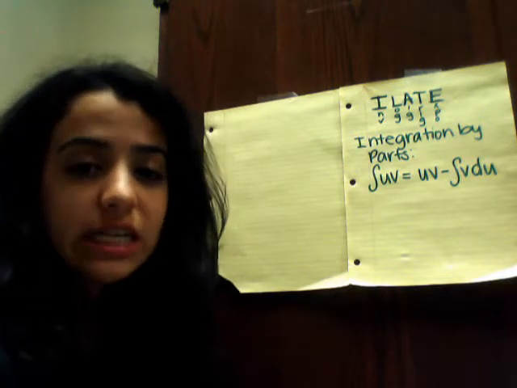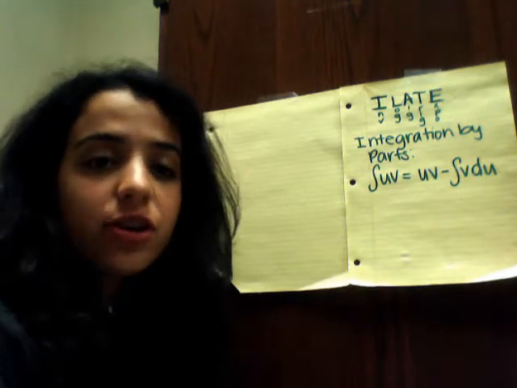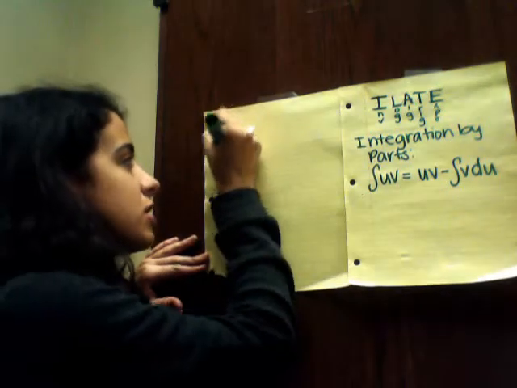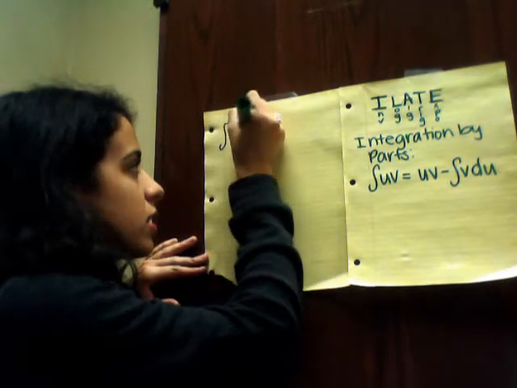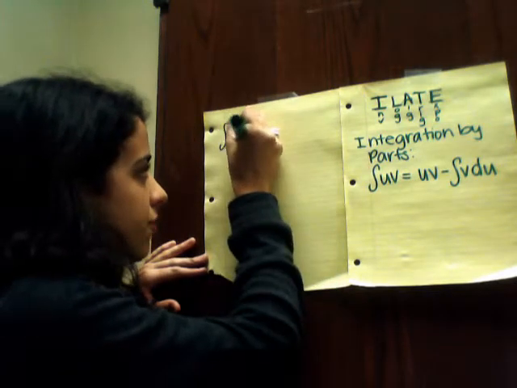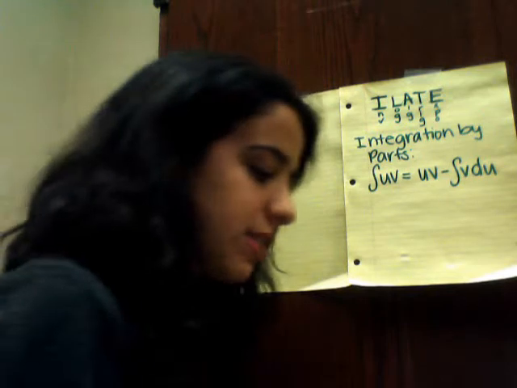So here we're still integrating by parts for different equations, but this time our equation is different. We have a fraction that states to find the integral of ln x over x to the 5th power.